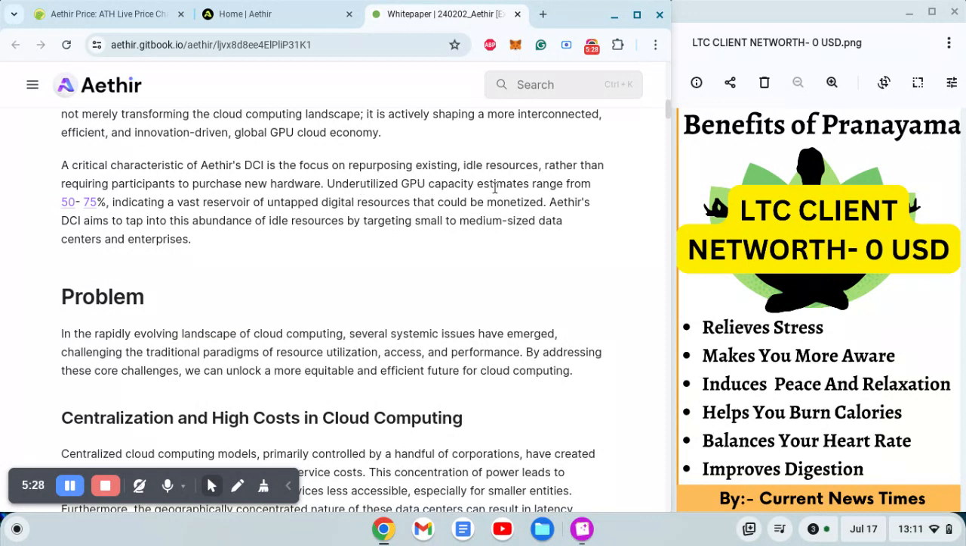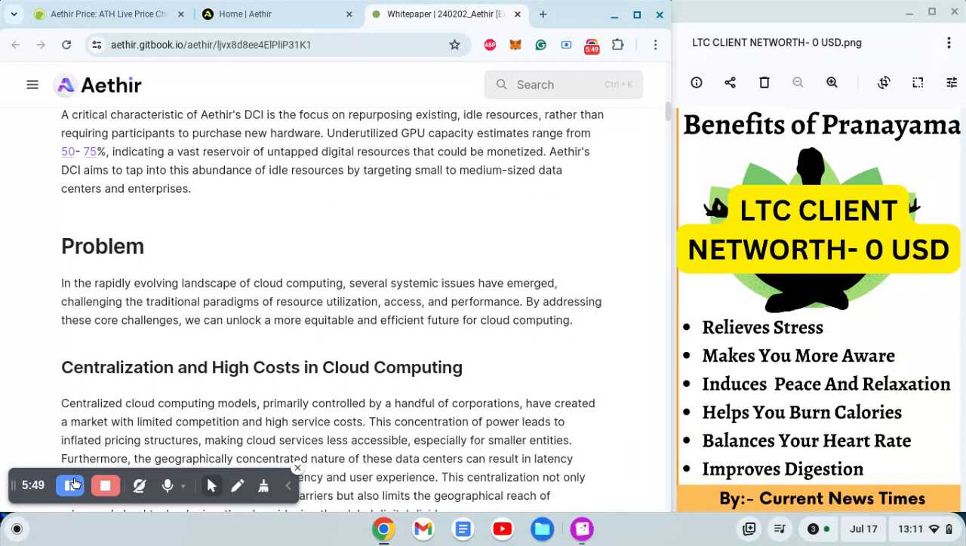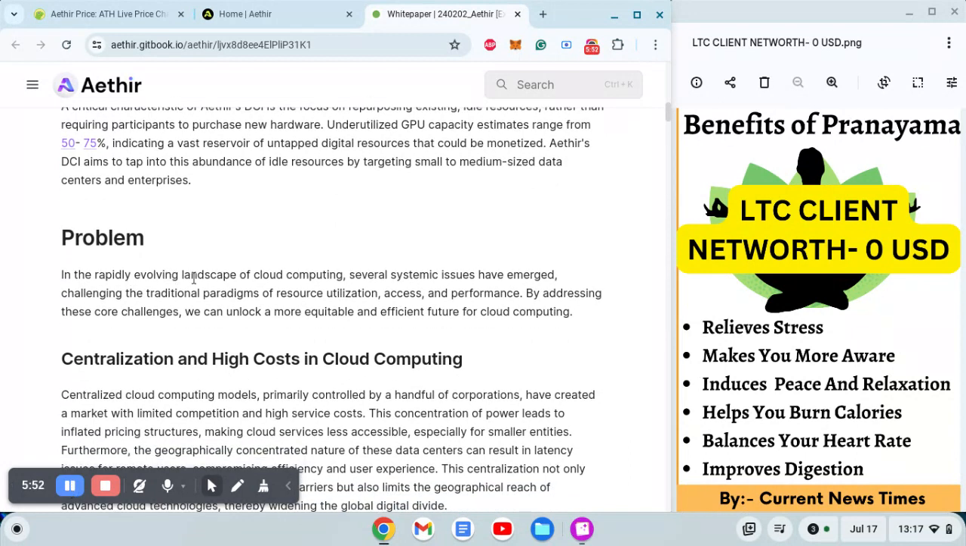Underutilized GPU capacity estimates range from 50 to 75%, which is a pretty significant number, indicating a vast reservoir of untapped digital resources that could be monetized. Aethir's DCI claims to tap into this abundance of idle resources by targeting small to medium sized data centers and enterprises. In the rapidly evolving landscape of cloud computing, several systematic issues have emerged challenging the traditional paradigms of resource utilization, access, and performance, which is very true. By addressing these core challenges, we can unlock a more equitable and efficient future for cloud computing.